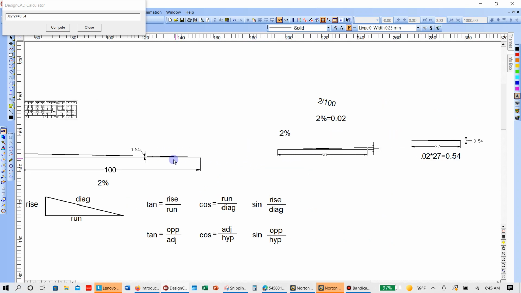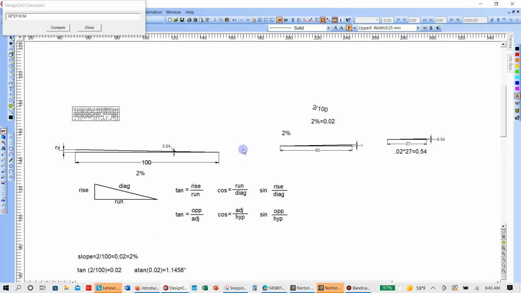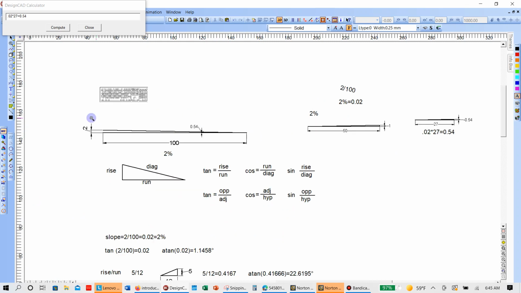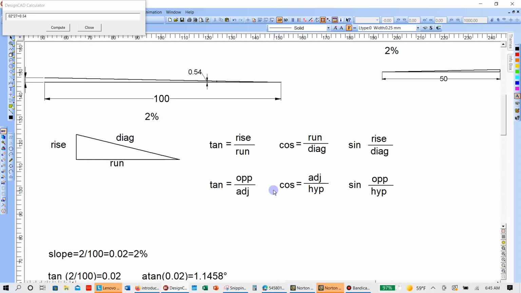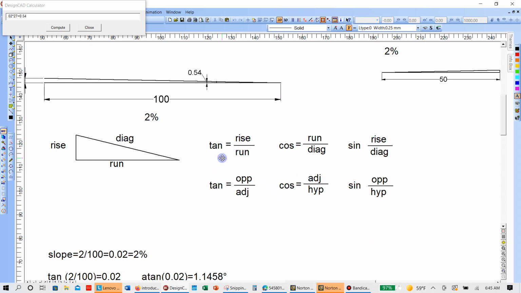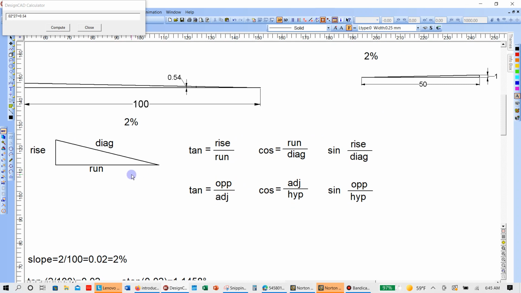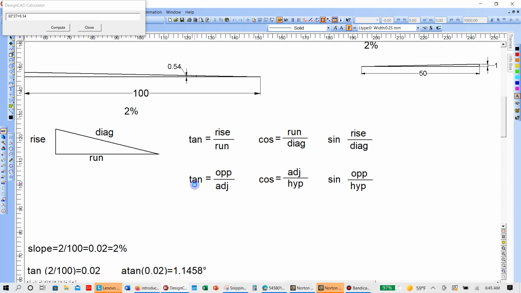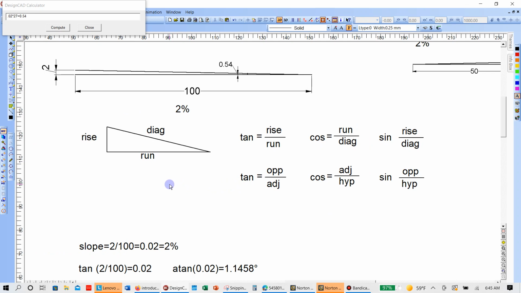So you could also have 0.54 and not know the slope. You measure the rise and then the run, and then you just divide the rise by the run. It would give you 2%. So there's a way to lay it out, and then there's a way to measure it. But that's not trigonometry, but it is angles. So this is laying out angles, just in percentage form, laying out and measuring. What a lot of people do is they stop there, right? At the percent.